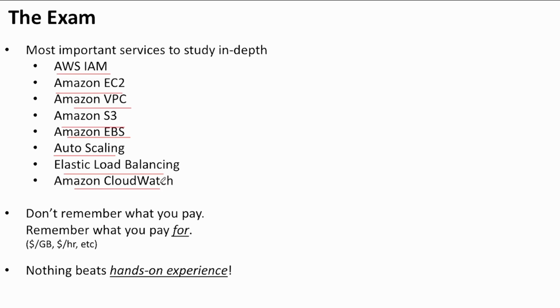As you go forward, there are questions on the exam regarding cost effectiveness. As I mentioned, the exam does a good job of questioning your ability to choose solutions that are cost effective. So going forward in your studies, don't try to remember the dollar amounts that you pay, but remember what you pay for. So as an example, an EC2 instance might cost a certain dollar amount per hour. Don't try to remember all of those dollar amounts. Just try to remember that an EC2 instance costs a certain amount per hour. So not what you pay, but what you pay for.